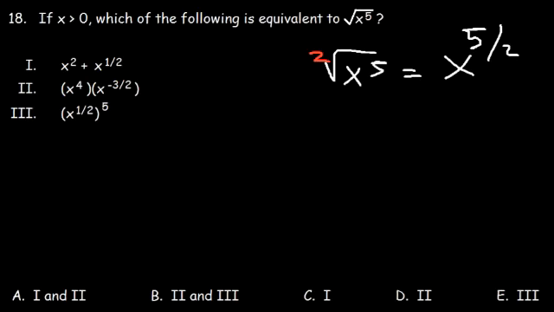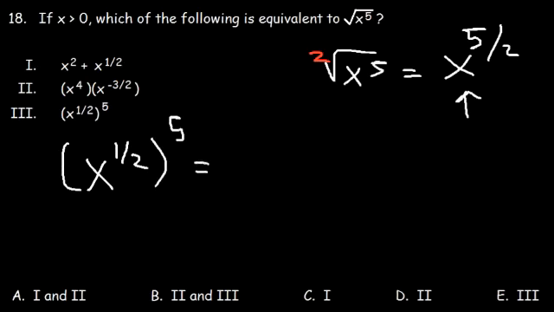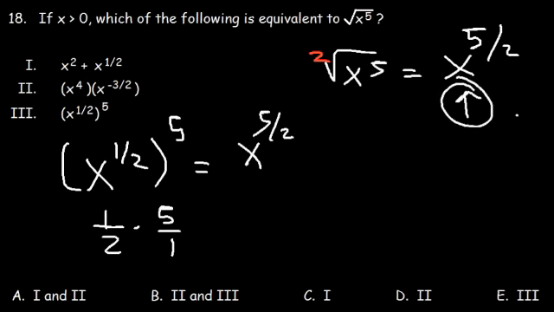So we need to find out which expression is equal to this one. Looking at number 3, x raised to the half raised to the 5th power. When you raise one exponent to another exponent, you got to multiply. So 1/2 times 5 is the same as 1/2 times 5 over 1, and that's 5 over 2. So number 3 is equivalent to this expression. So 3 is true.